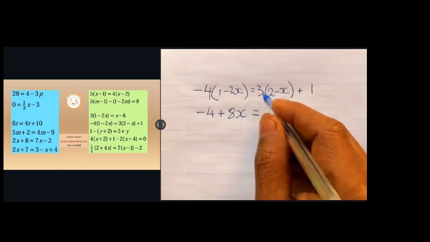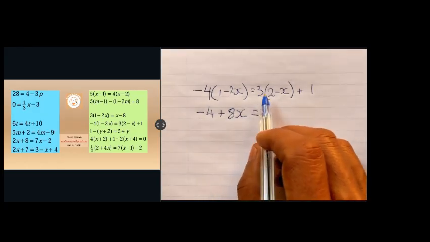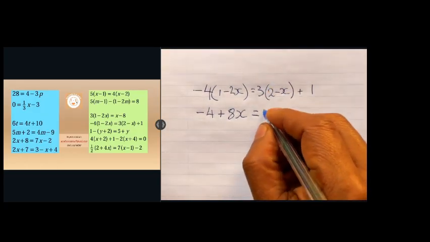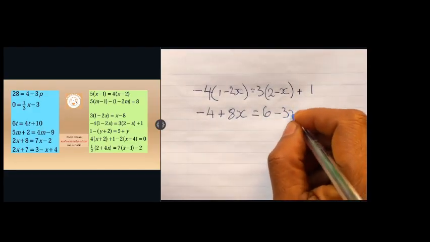Here, I don't have a sign there. I only have a positive. So here we just ignore. We just pretend there's no sign. So we just do the calculation. That is a 6. And then I have a negative 3x.